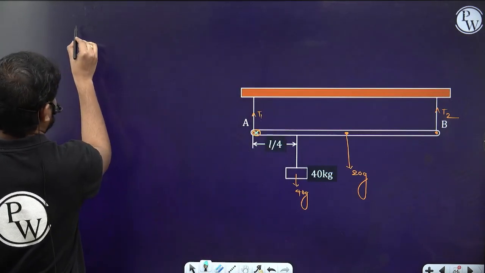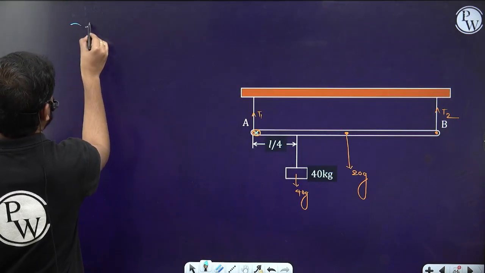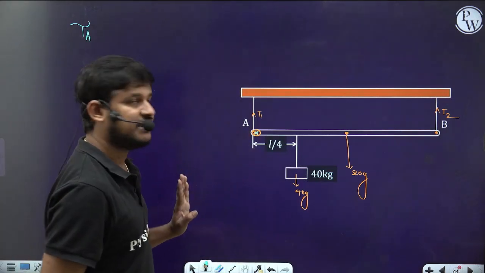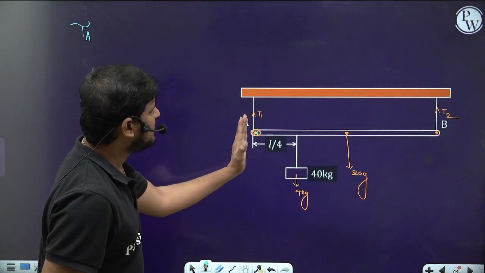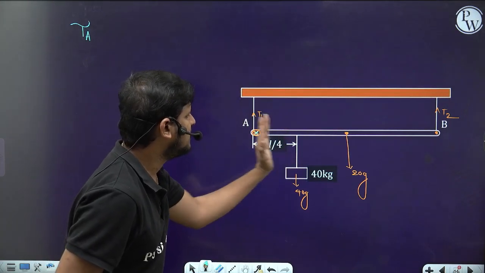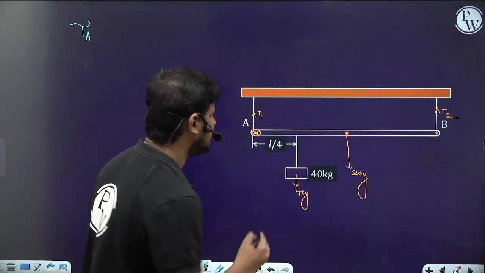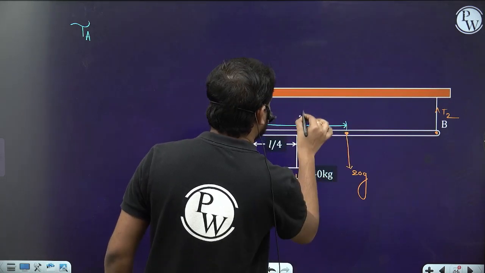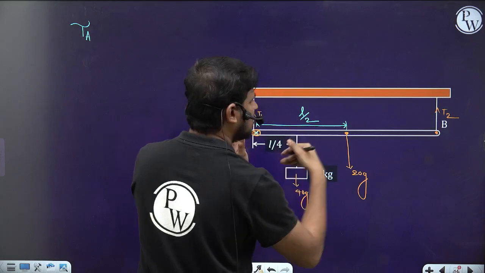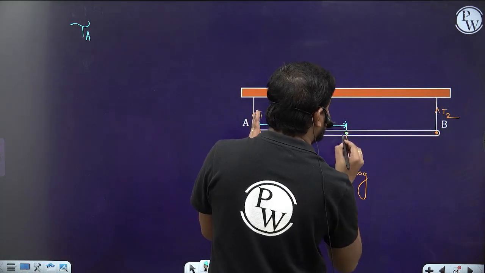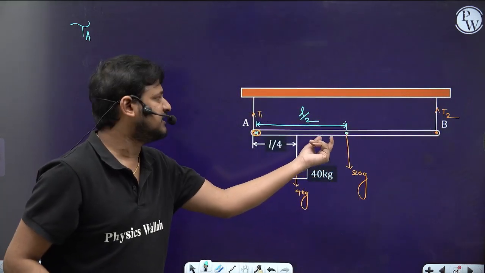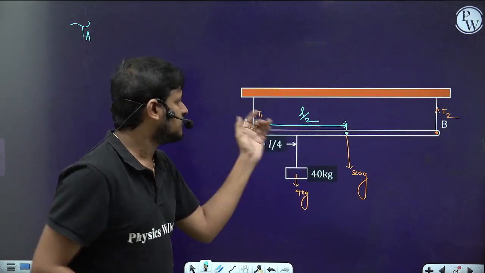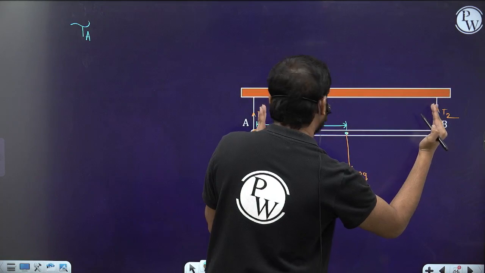So first let me write. The torque about point A I am finding. Why? Because it will be simple. I know the distance from here to here, and I know the distance from here to here. So what will be this distance? This distance will be total L by 2. This is L by 4. The total length is L. The center of mass will be exactly at the center, right? So this distance will be L by 2, obviously. Yes or no?